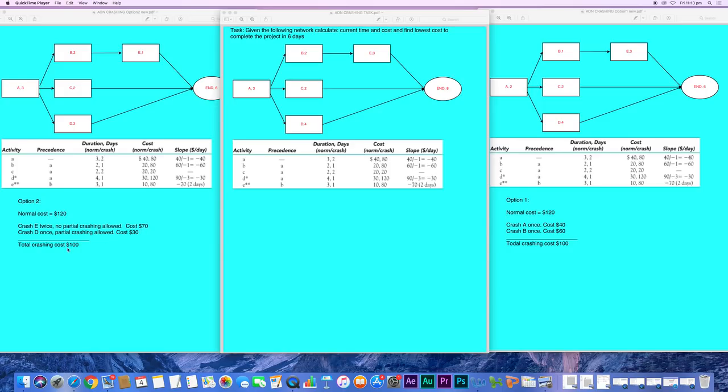70 plus 30, that's 100. We have shown both options. In this case, both options have got the same total crashing cost. It may be different, but it's important that we check all our options. It's a really simple problem. Only 2 options are viable to reduce this project down to 6 days, from 8 to 6 days.